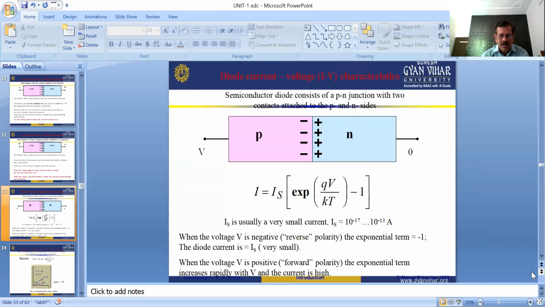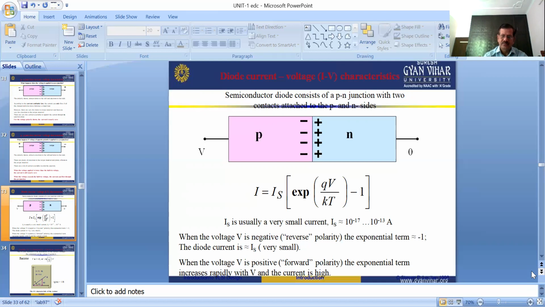Now we take the second condition, V positive, or forward polarity. The exponential term in the equation increases rapidly with V, and the current is very high. So the current is very high when V is positive, or forward polarity. When V is negative, or reverse polarity, the diode current is very small, in the range of 10 to the power minus 17 to 10 to the power minus 13 amperes.